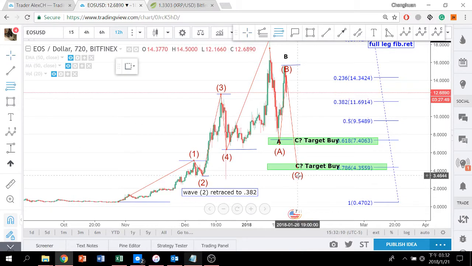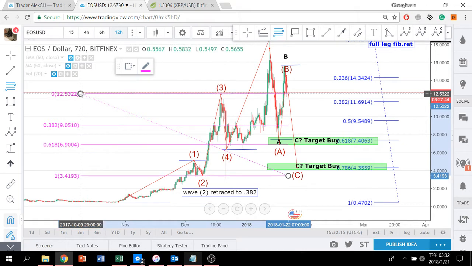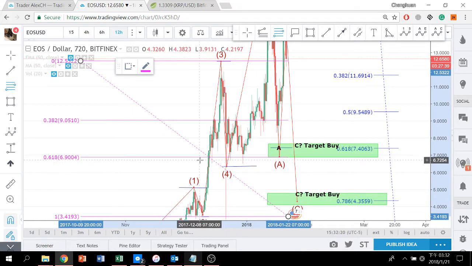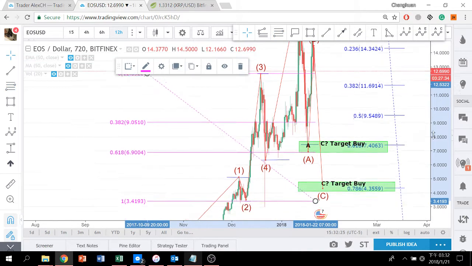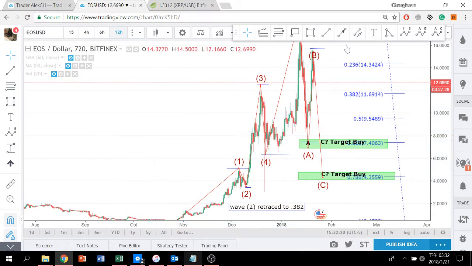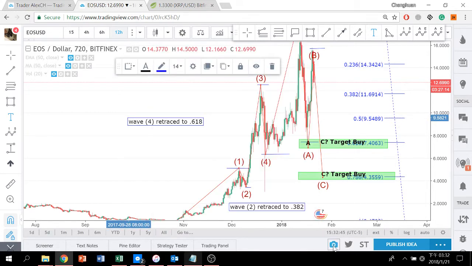Let's look at wave 3. Wave 4? How much does it retrace of wave 3? We see that it overshot. It went beyond the 0.618, right? But just a little bit, just the wick. So we can still say that wave 4 retraced to 0.618, right?